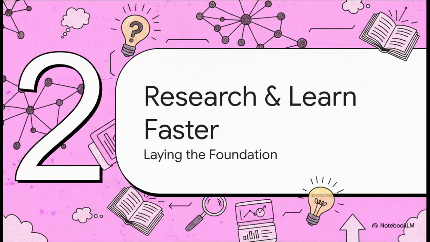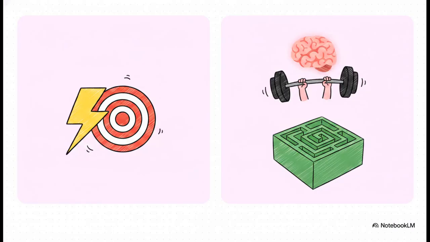Section 2. Research and learn faster. Laying the foundation. Okay, so this is our foundation phase, where the magic starts and ideas actually begin. Now, what's really interesting here is how picking the exact right model completely changes your results. For example, when asked to build a marketing strategy for a Nike night running shoe in India, Gemini Flash gave a super fast, really solid answer. Target urban runners. Boom. Done.